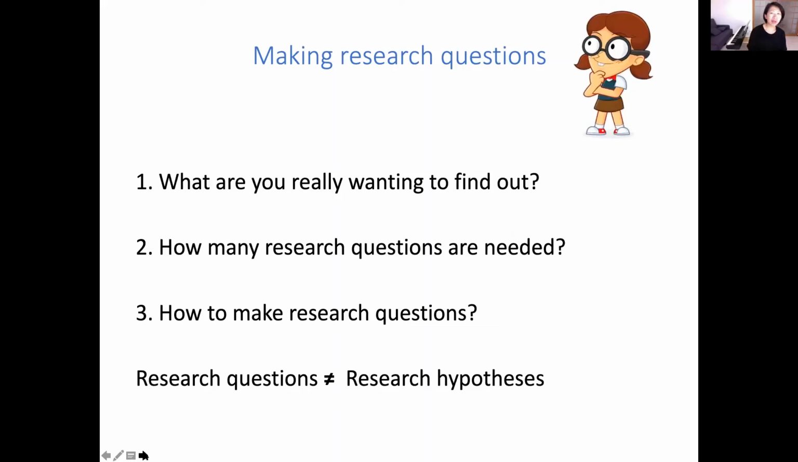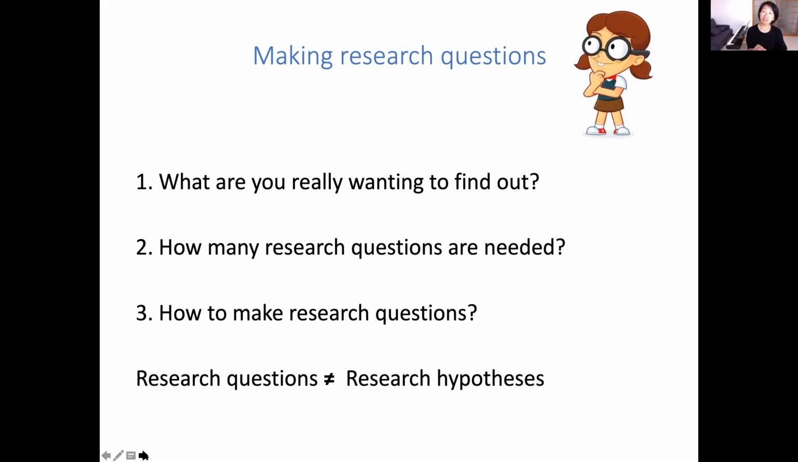Next, making the research questions. Usually people ask me, what research questions do you make? How many research questions do you make? It really depends on what you want to find out, and there is no magic number of how many research questions are needed. I've seen dissertations with 3 research questions, with 5, 8, or more.